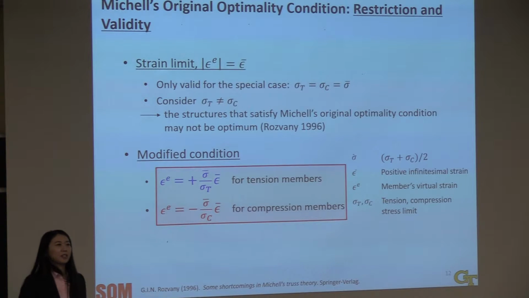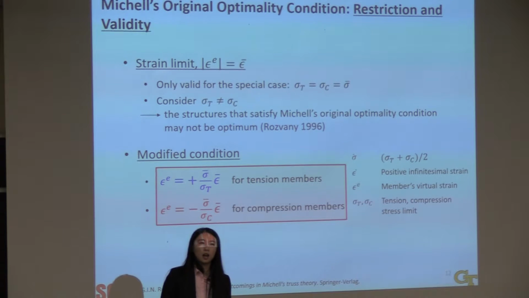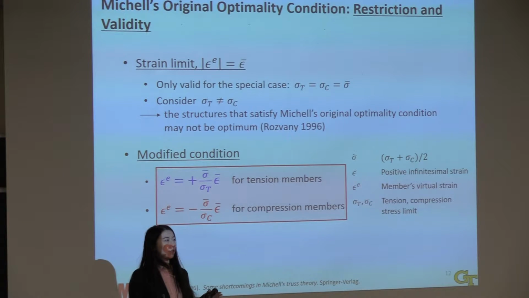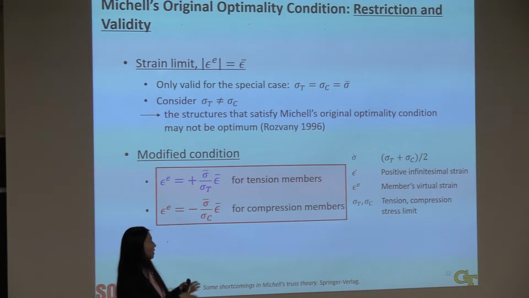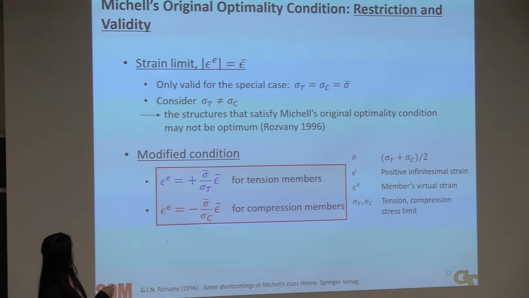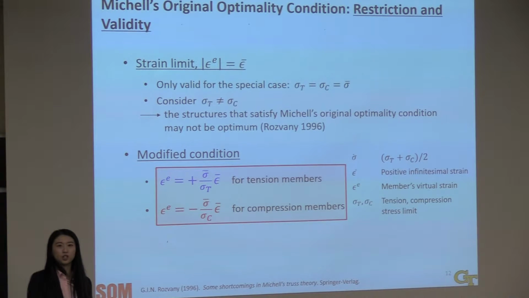It turns out that Michell's original condition has some limitations, because it has an assumption that your tensile and compressive strength limits are the same. The stress limit is the same, right? But if we consider different stress limits for tension and compression, we can show that a structure satisfying Michell's condition is not necessarily an optimal structure.